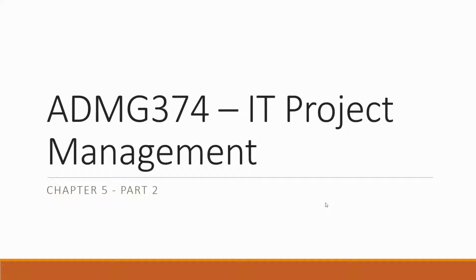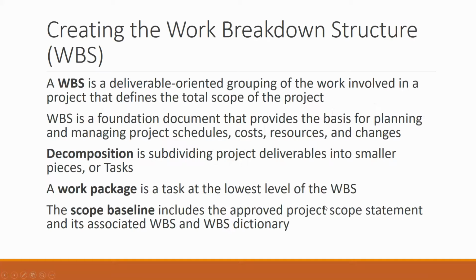Okay, welcome back to Chapter 5, Part 2, where we're going to continue on with our discussion on scope management. So let's talk about the work breakdown structure and what that is. A work breakdown structure, or a WBS, is a deliverable-oriented grouping of all of the work that you're going to do in relationship to the project, the total scope of work.